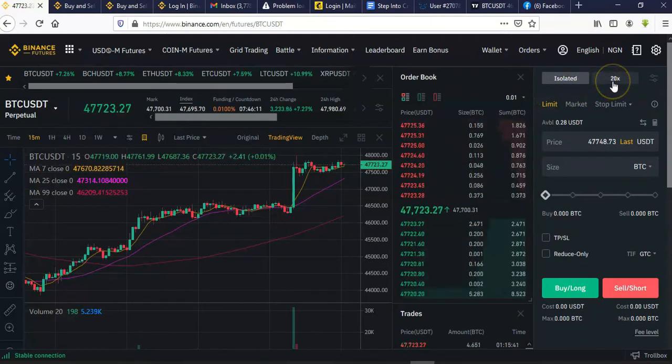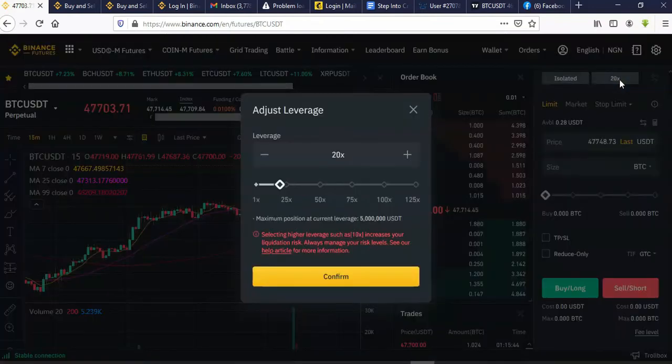So here too you have 20 times, 10 times, and here is where you have the amount of leverage you take. You can adjust it to anything you want, 50 times, 100 times, to 125 times. But this is just a death trap for you. I would advise you don't exceed 5 times, but maximum do 10 times.